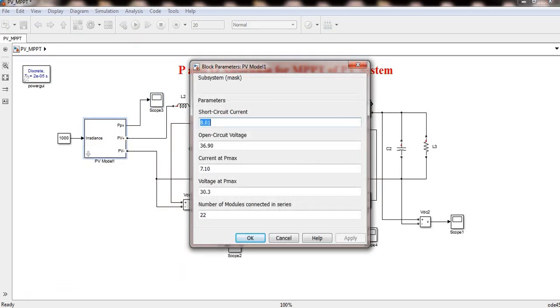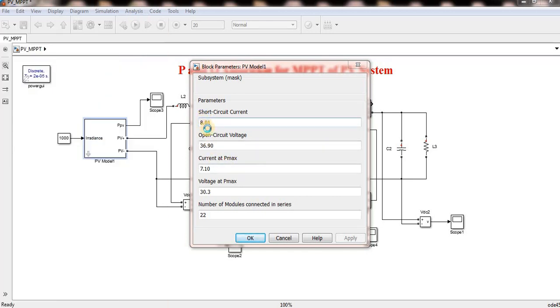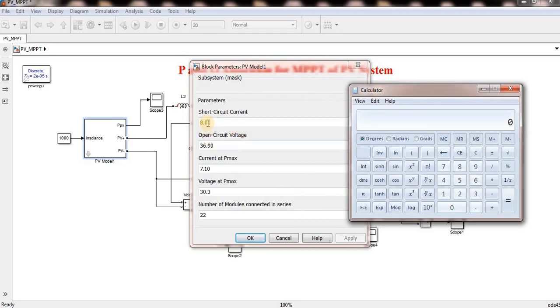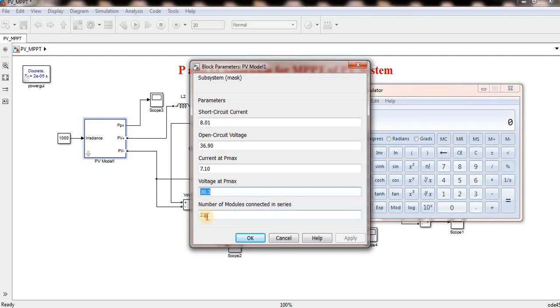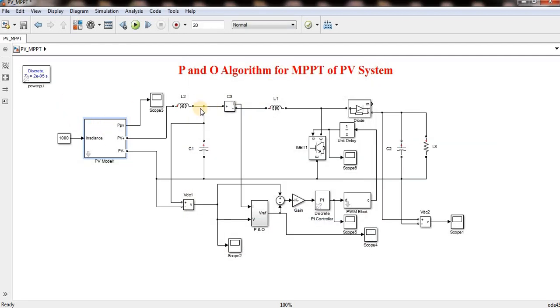See here. These are the ratings given by the PV panel manufacturer. This one, this one, this one, and this one. I only consider this one. See, this is my current at P maximum, 7.10, and voltage is 30.3. So each PV module is 215 watts, and 22 modules I connected in series. 4732 is my power, but due to power losses from the resistance and the switches and all these things, I can get 4700, 4705 power as the maximum.